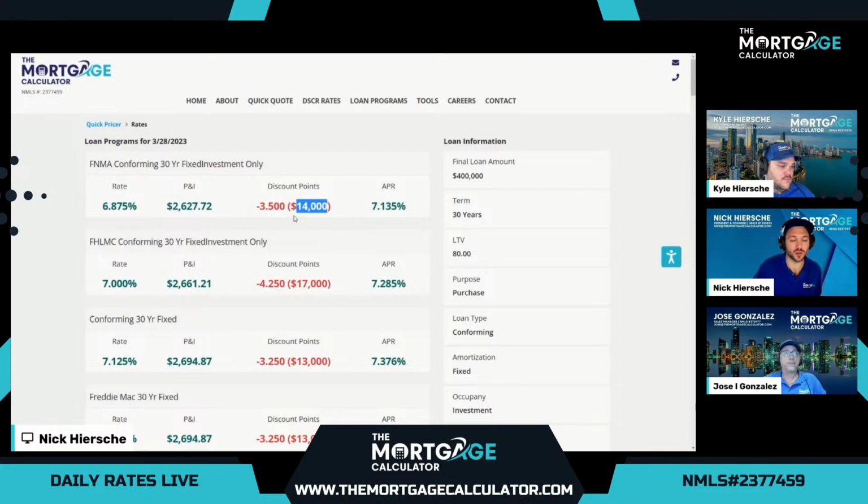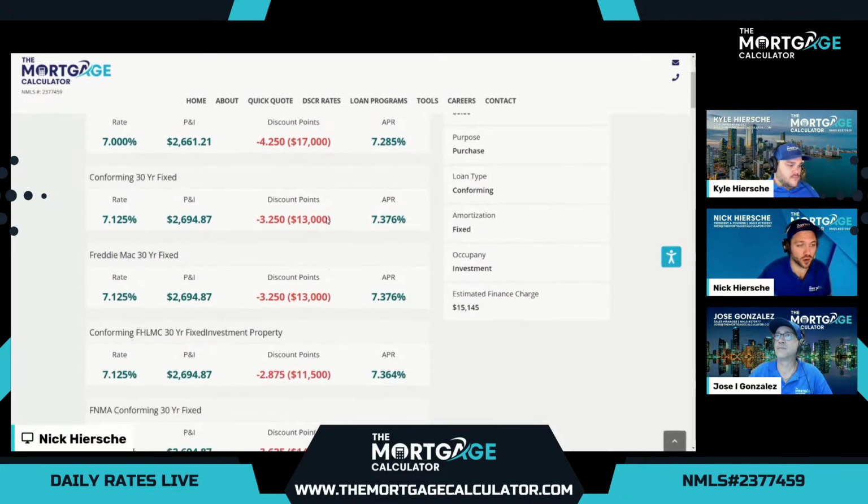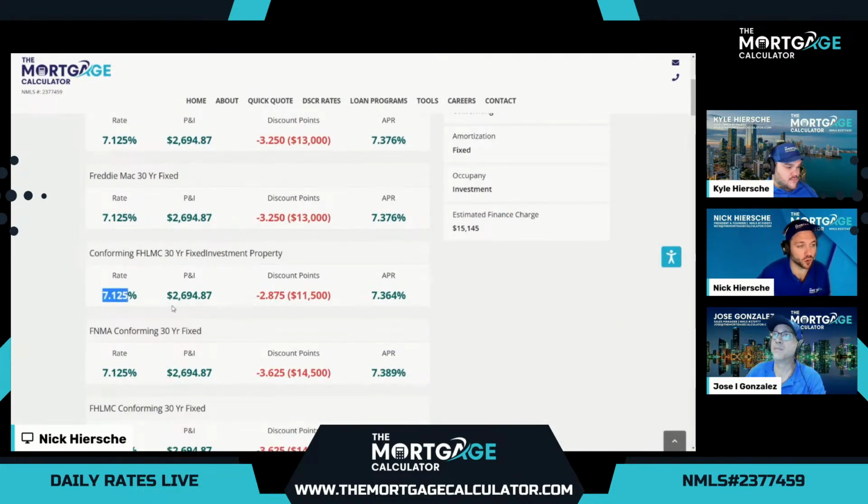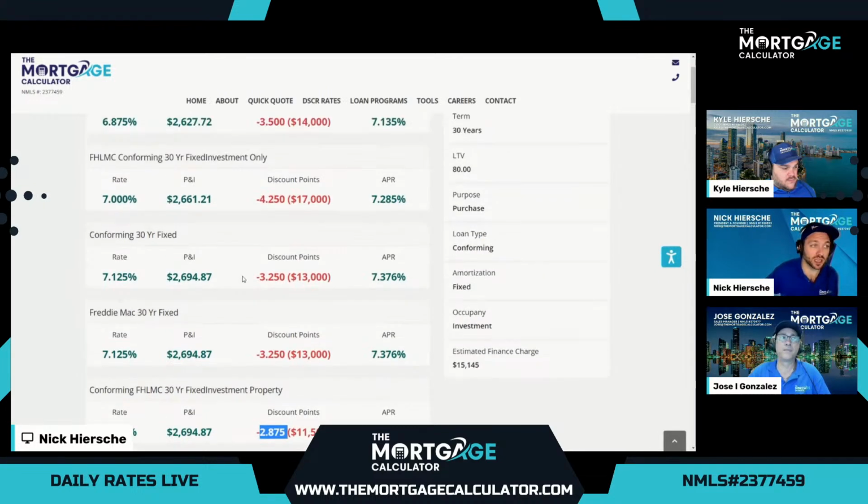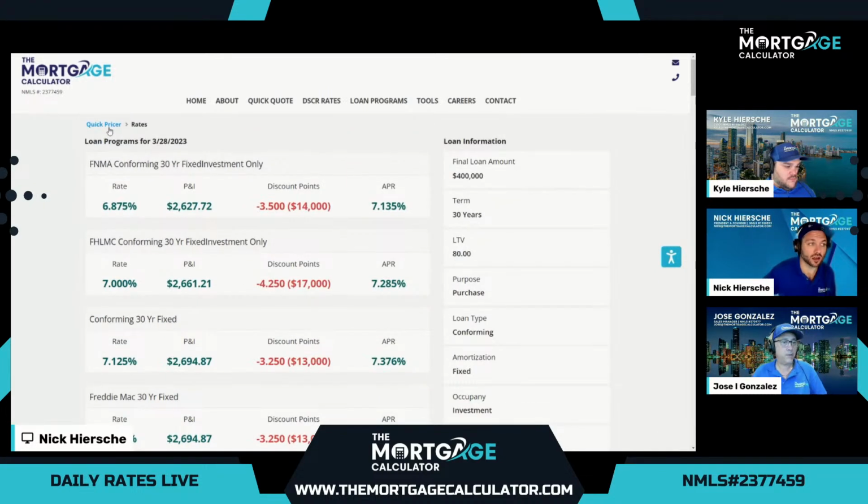So we would love to present this option, which is a very reasonable APR, 7.135. However, many times our investors are okay with going higher in the rate because of their property's cash flow, and they want to save money out of pocket. They'd rather deploy this $14,000 towards another investment. So there are a few options here to go up in rate. You see here 7.125, a little bit lower discount points, but none that fall into the 1 discount point option. So that's where we love to present our non-QM options.